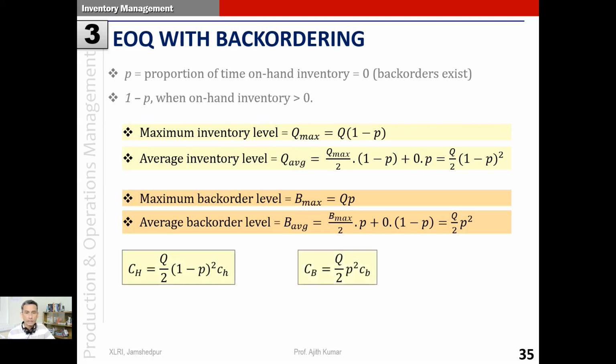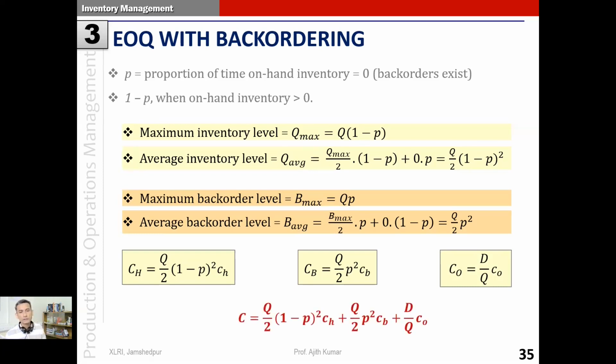The cost of backordering, capital CB, becomes Q by 2 into P square into small cb, where the small cb, just like small ch, is expressed as cost per unit per time for backordering. Per unit backordered, per unit time for which the backordering happens. That cost is called small cb. And CO is unaffected by both these things. It remains the same as what it was in the basic EOQ model. That's D by Q into small co.